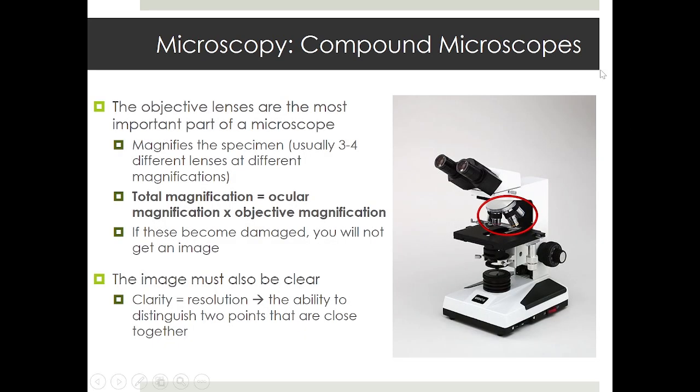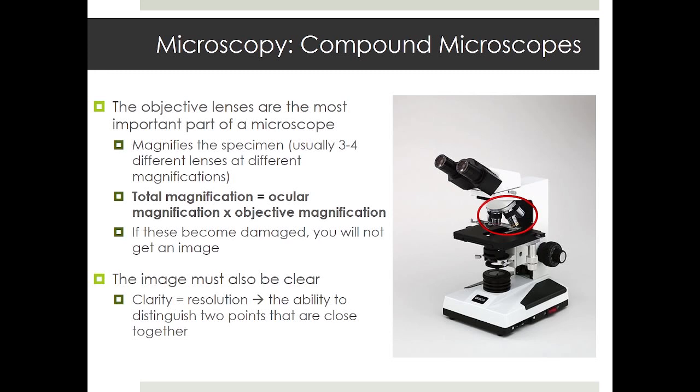So the objective lenses, as I mentioned here, are the most important parts of our microscopy endeavors, and that is because they're going to be the part of the microscope that will magnify the specimen. Yes, the ocular lenses have their own magnification, so if you pulled one off and you looked at something through your ocular lens, on its own it will magnify something by 10 times, but it is your objective lenses that do the bulk of the work.